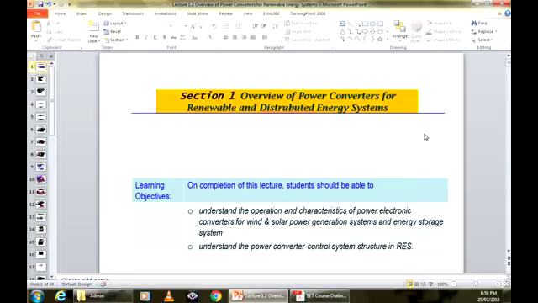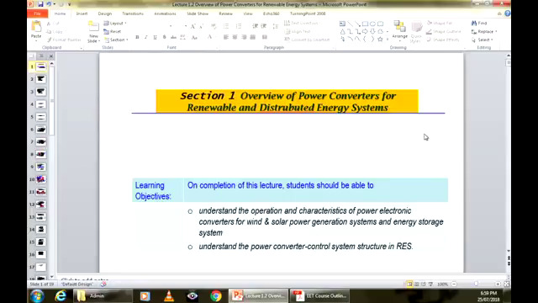Overview of power converters for renewable and distributed energy systems. In the Moodle page, this section comes as 1.2. Okay, section 1.2. What I gave previously was section 1.1.